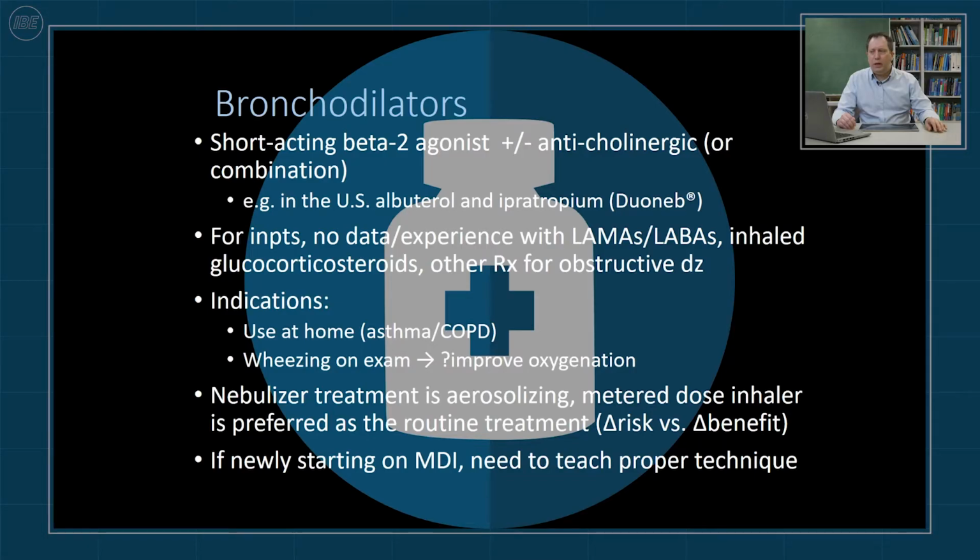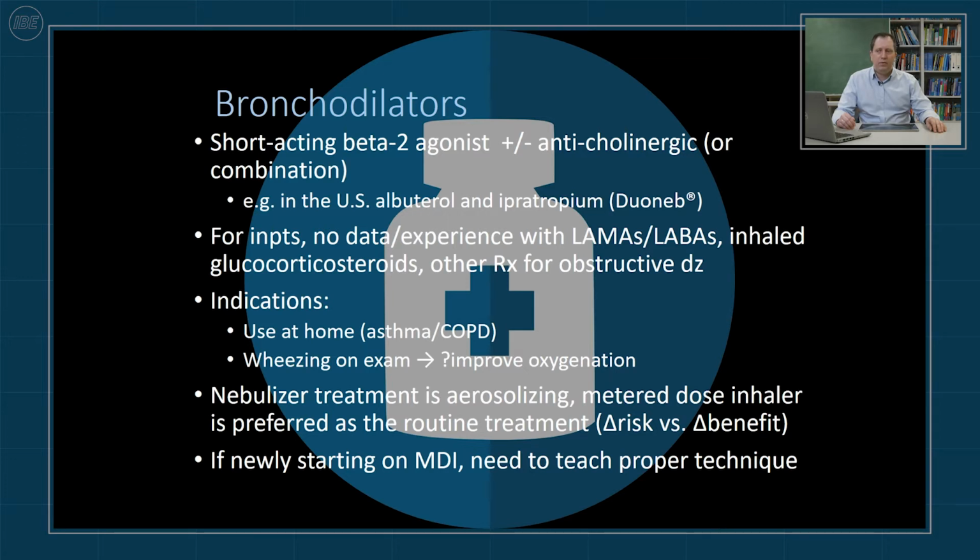A bronchodilator can be used in patients who are wheezing. We use short-acting beta-2 agonists and/or anticholinergics or a combination, for example. In the US, that would be albuterol and ipratropium, or the combination DuoNebs.